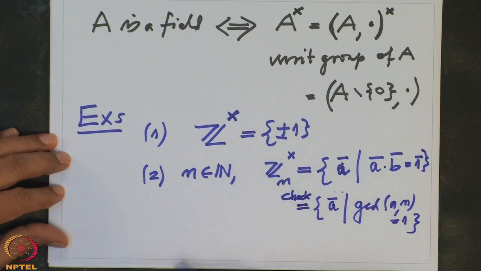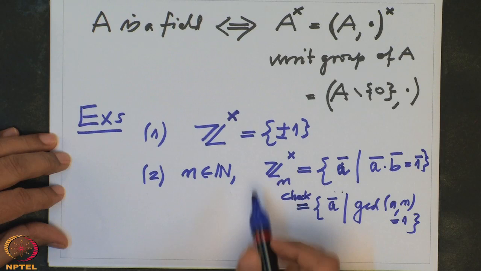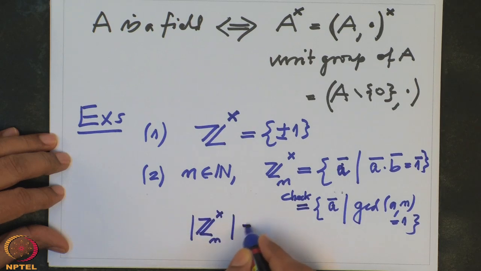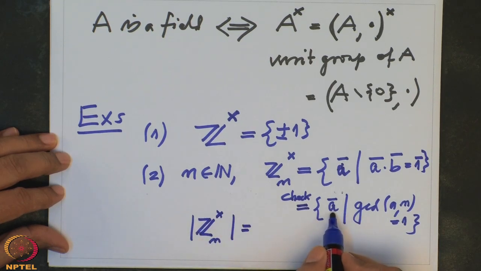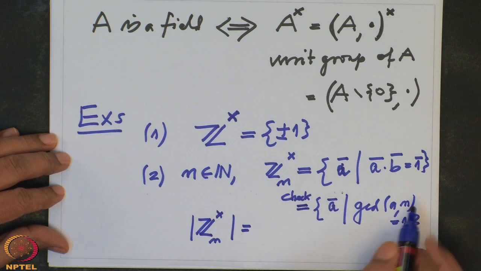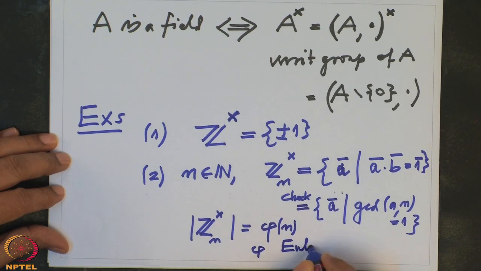So, therefore, the order of the unit group in the first example is 2. The order of this unit group, that is the cardinality of Zn cross, is precisely the number of integers between 0 and n which are relatively prime to n, and you know that is precisely phi of n. This phi of n is called Euler's totient function.